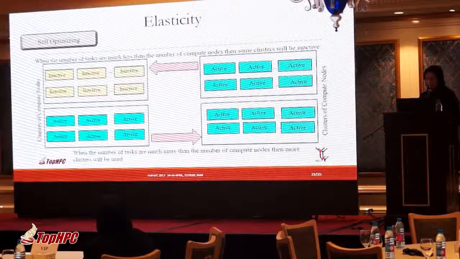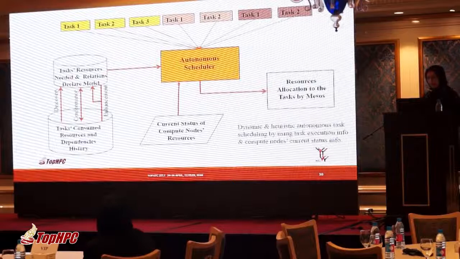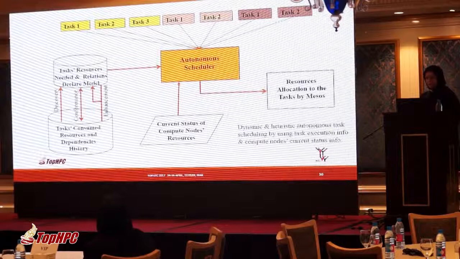In the proposed framework, whenever the number of tasks is much less than the number of compute nodes, some clusters will be inactive. And also, whenever the number of tasks is much more than the number of compute nodes, more clusters will be used. As you see in this picture, the autonomous task scheduler receives different tasks from different applications. Then, using the task resources needed and relations declare model, and also the current status of compute nodes' resources, it chooses a compute node for task allocation. This autonomous scheduler is dynamic and heuristic.